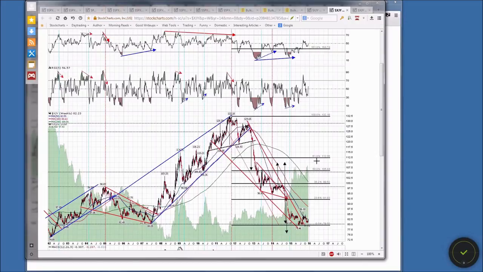Well, even if this is a continuation pattern, you'd normally expect to see the final target for the retracement from this break in this range here, the 38.2 to the 61.8. Might only do the 38.2, but that's a nice move. That's a very nice move.